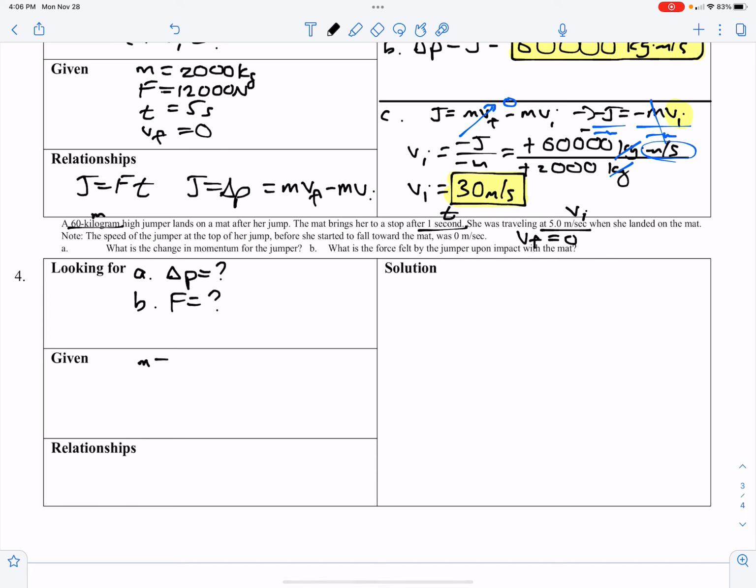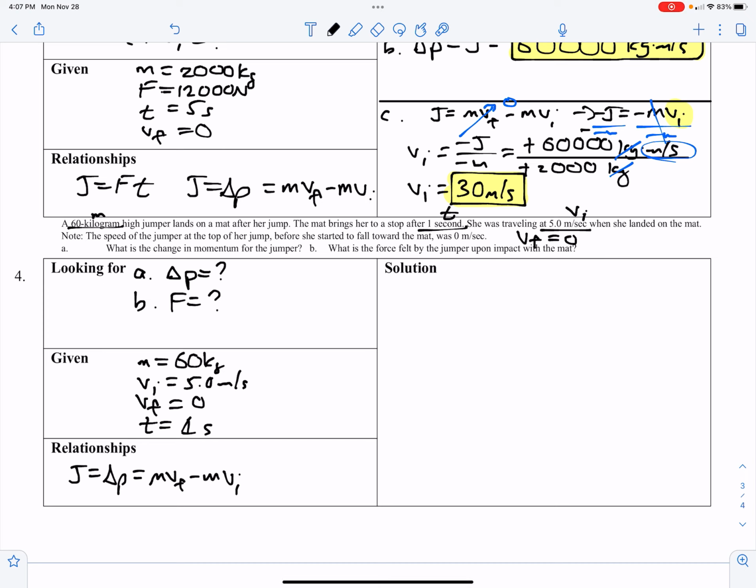Okay, we're given a mass of 60 kilograms. We're given that V initial equals 5. We're given that the final velocity comes to 0. And we're given that this occurs in 1 second. So the impulse, which is the change in momentum, is equal to mv final minus mv initial. But we're also given that the impulse is equal to force times time. And we're going to break this up into 2 parts.